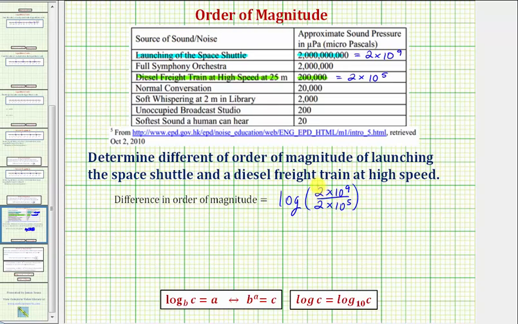2 divided by 2 simplifies to 1, and then we have 10 to the ninth divided by 10 to the fifth. Because the bases are the same, and we're dividing, we subtract the exponents. So this simplifies to the common log of 10 to the power of 9 minus 5, which equals 4. So this 10 to the fourth tells us that the sound pressure for launching the space shuttle is 10 to the fourth, or 10,000 times stronger than the sound pressure of a diesel freight train at high speed.